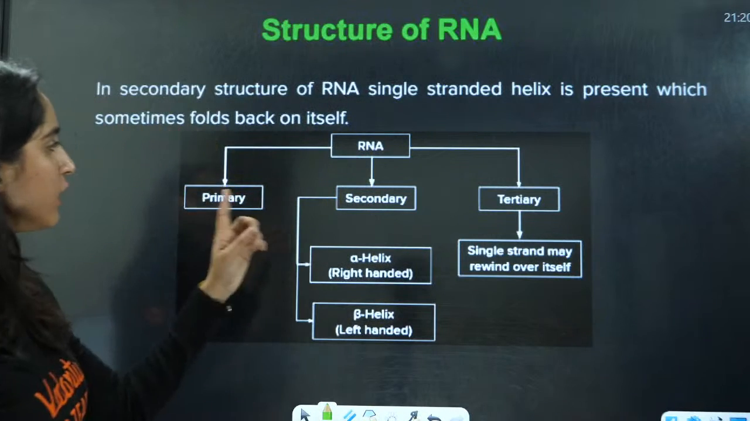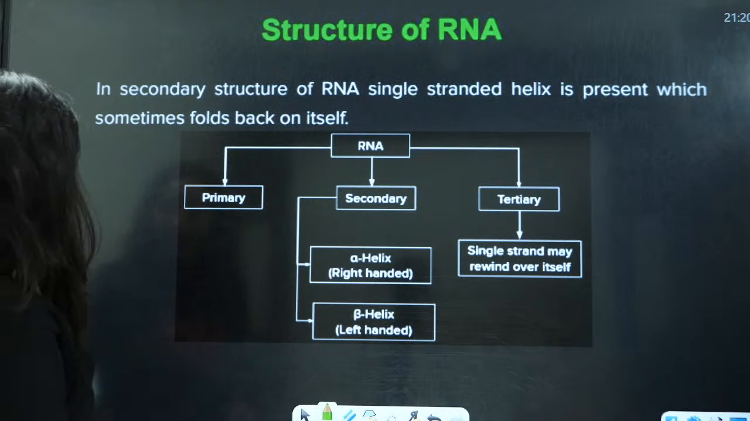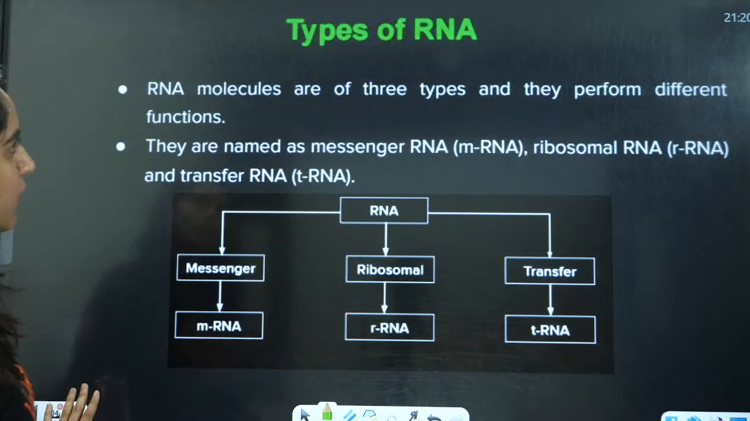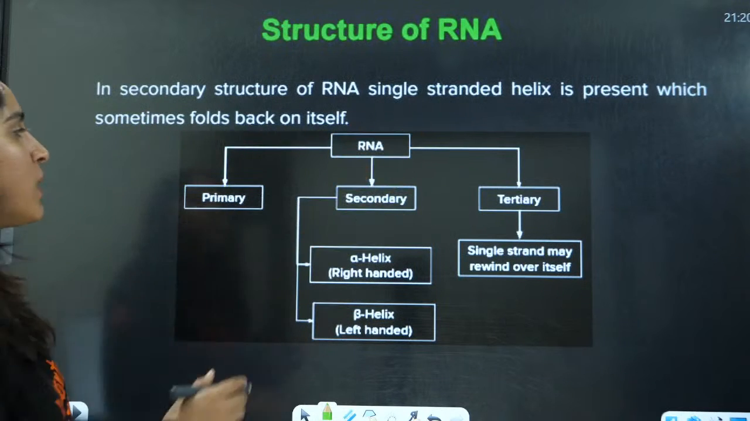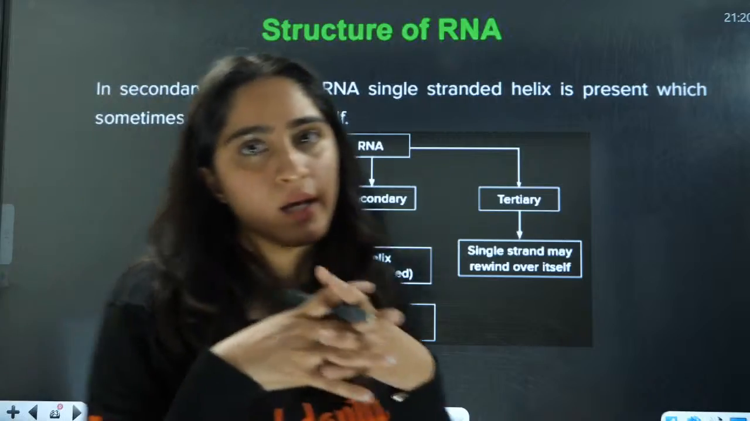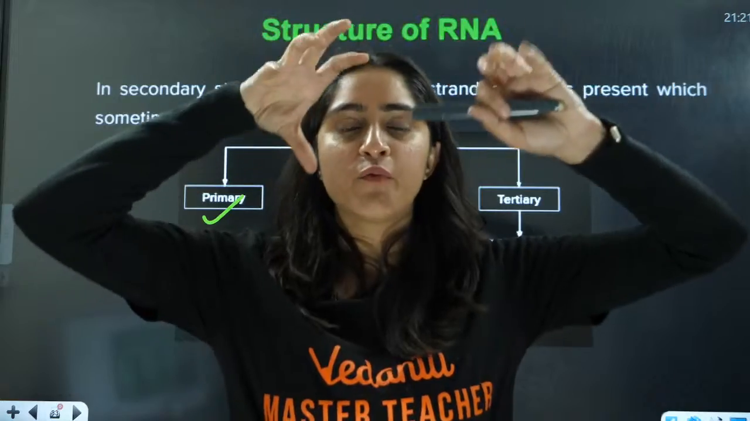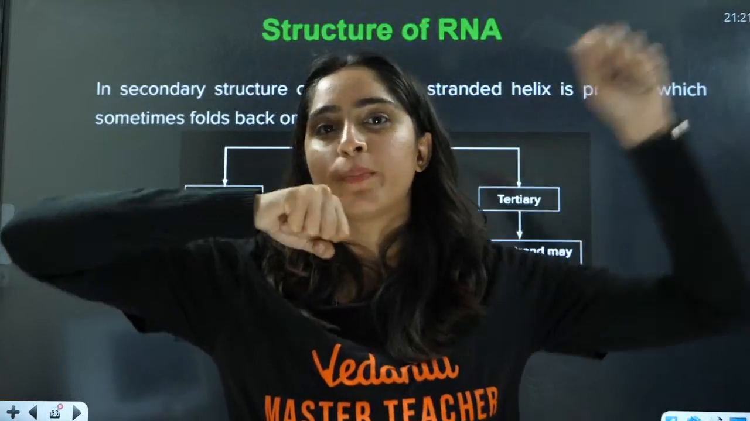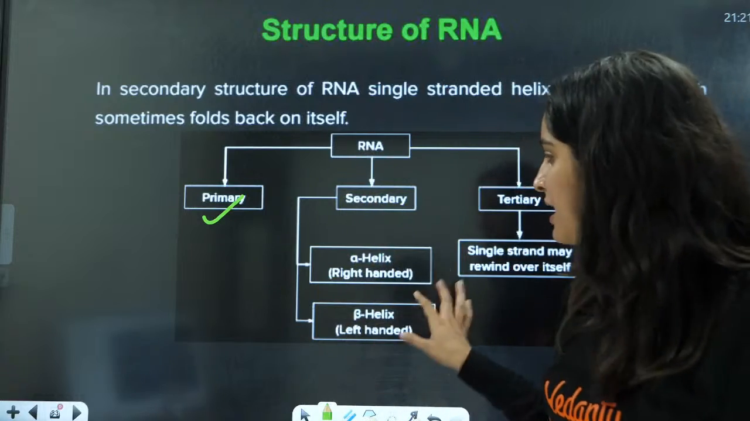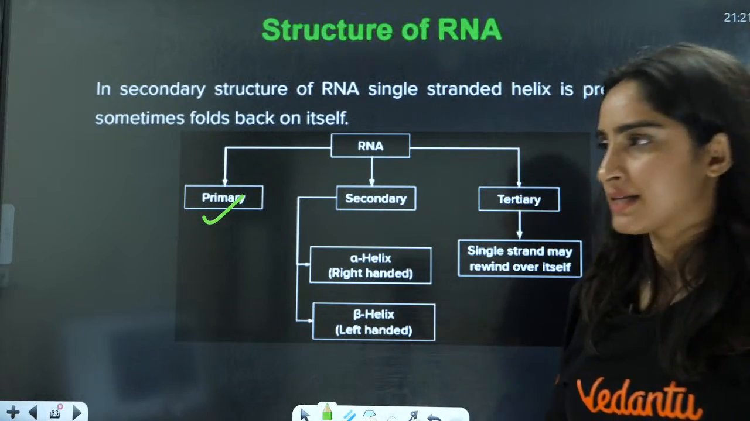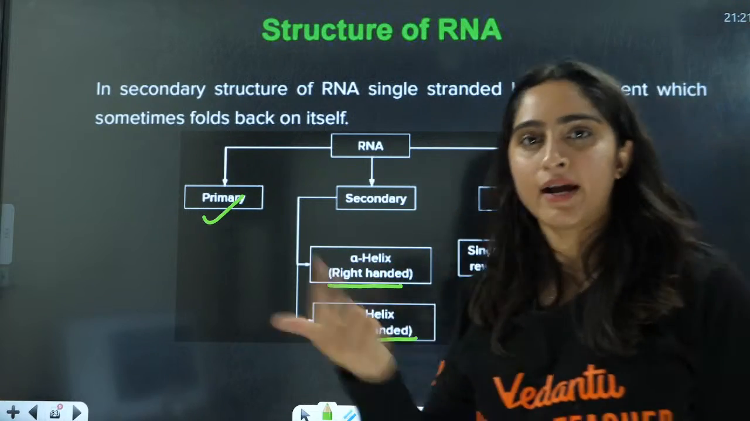Now, next is the structure of RNA. We have primary, secondary and tertiary structure. The primary structure is the bonding between one group and the other, between one sugar and the phosphate group and then the base. Then the secondary structure is how they are linked to each other. There is one alpha helix and one beta helix. Alpha helix is a right-handed helix and beta helix is a left-handed helix.